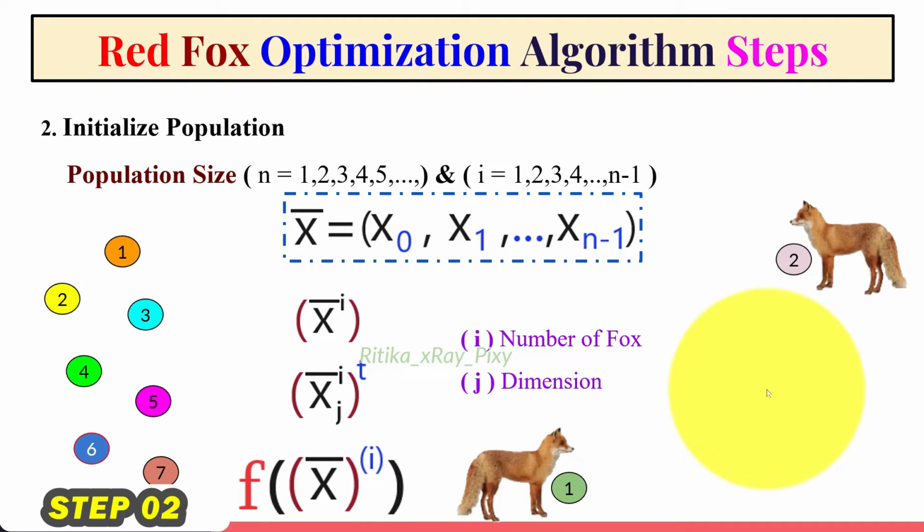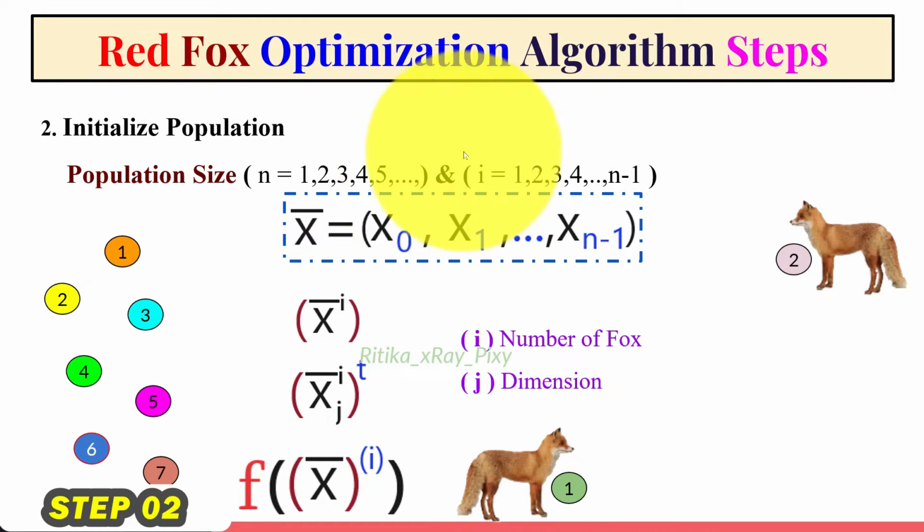Second, we will initialize the population. It is clear that we have here the virtual environment, with virtual red foxes as the search agents. For each fox, each fox represents a potential solution to your optimization problem. So we'll consider each fox as a point. Here you can define any number for the population.